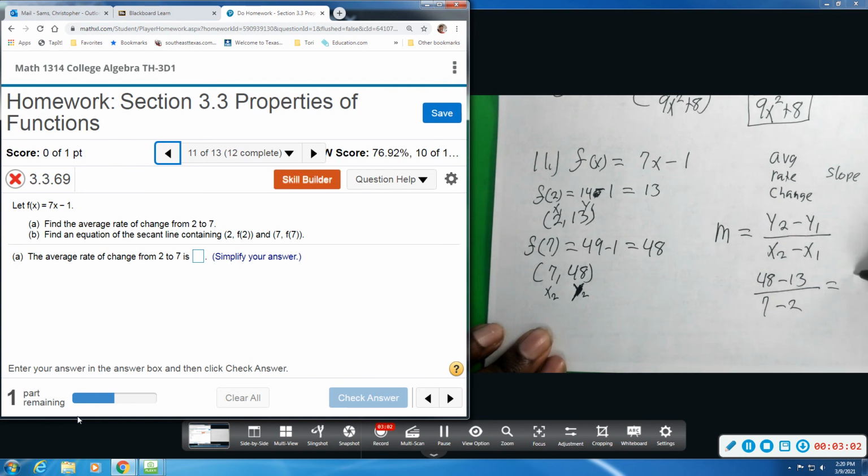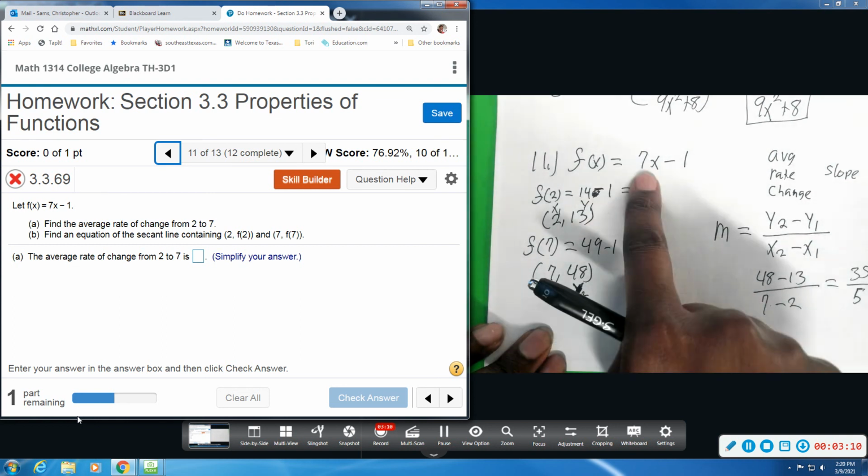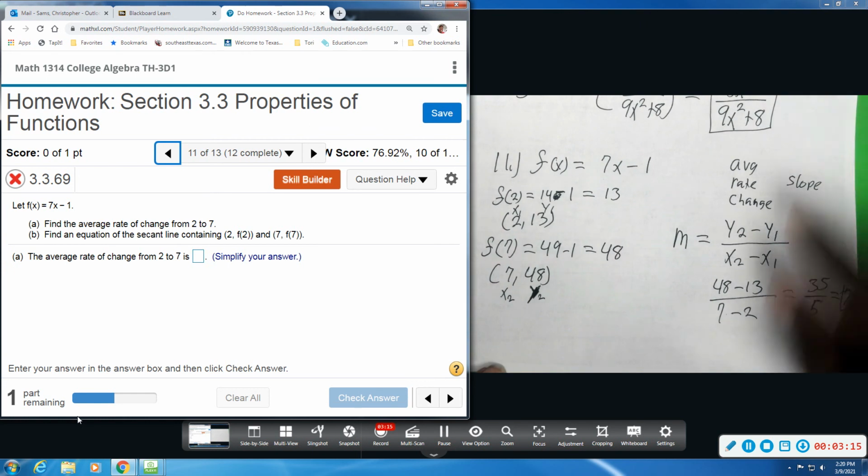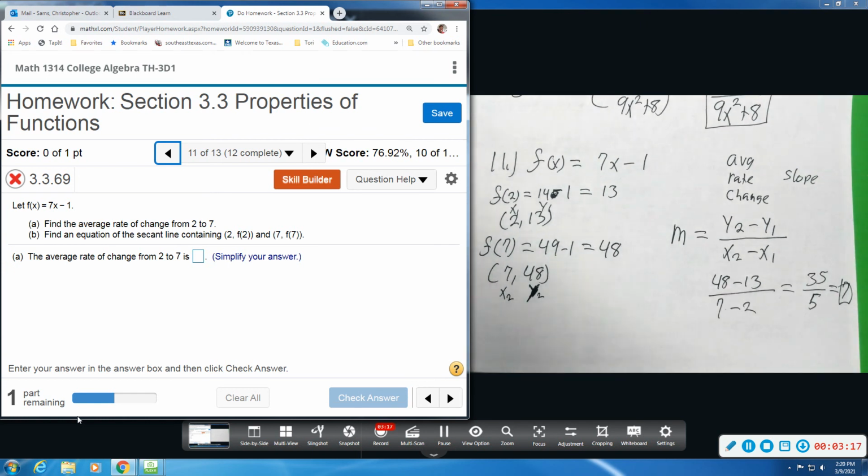And we will get 35 divided by 5, and that gives you 7. So that's your average rate of change, which is just your slope. Sorry, ran off the paper there. So 35 divided by 5 just gives us 7. That is my rate of change.